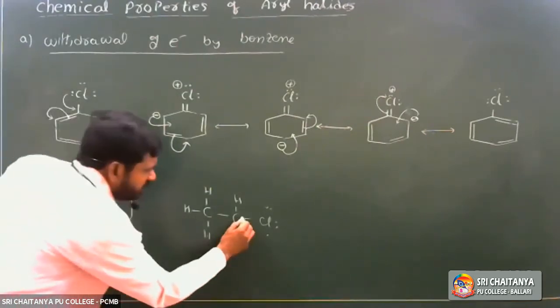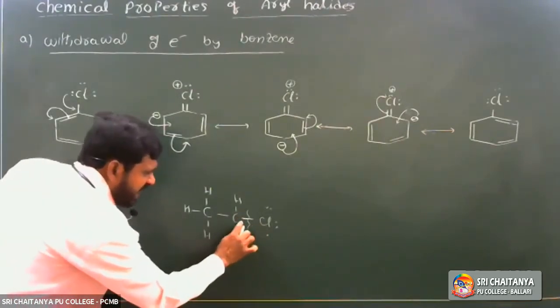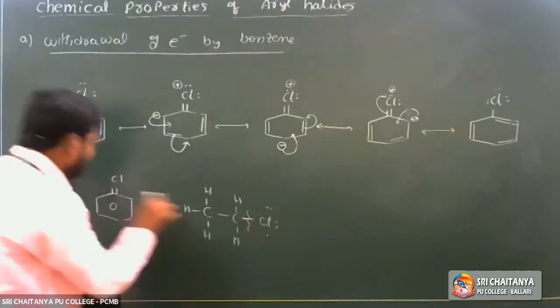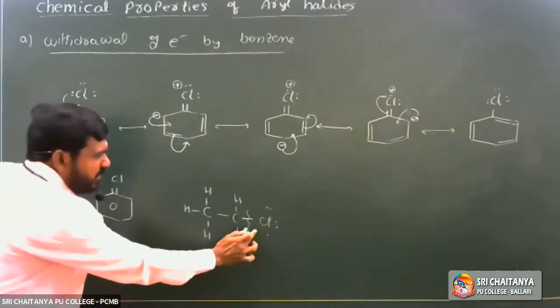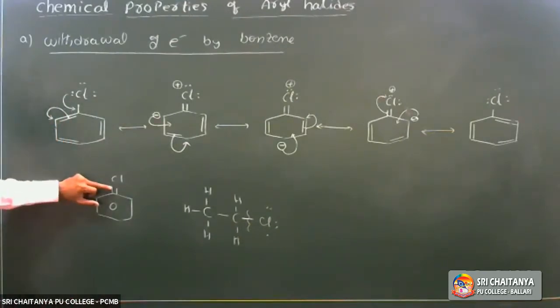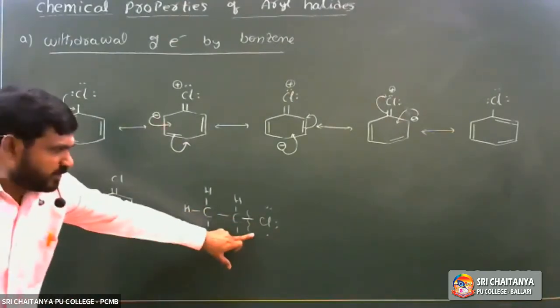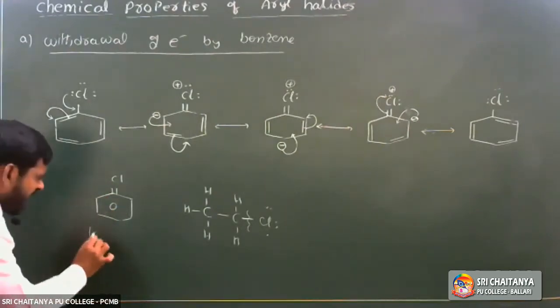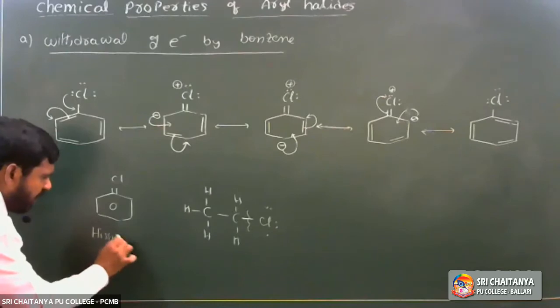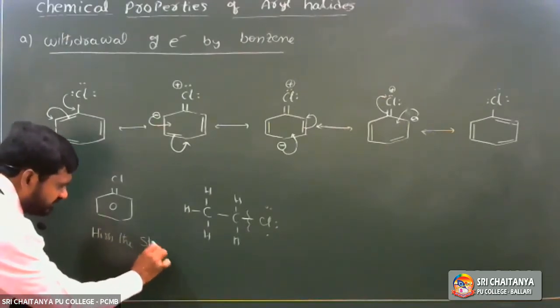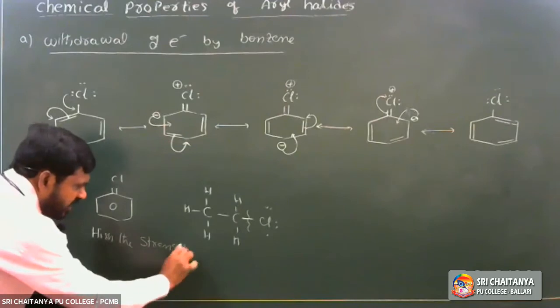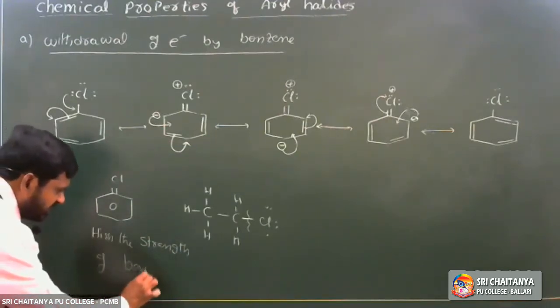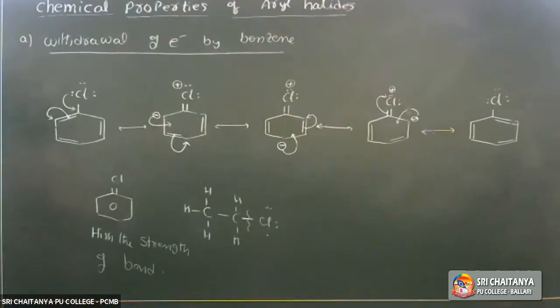To undergo a nucleophilic substitution reaction, the C-Cl bond should be broken. In alkyl halides it is a single bond, while in aryl halides it has partial double bond character. Which is stronger, a single bond or a double bond? The double bond is stronger. The higher the strength of the bond, the lower the reactivity. It is a very simple concept.